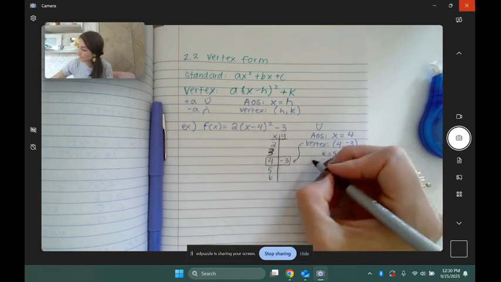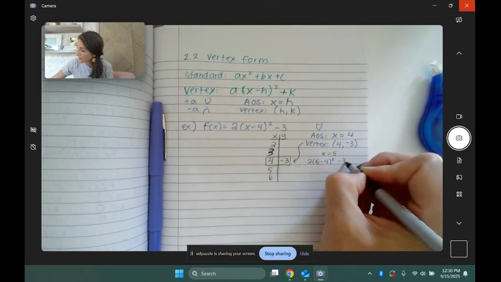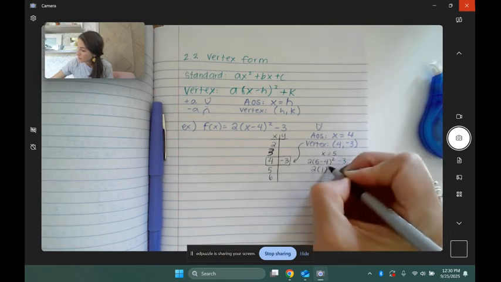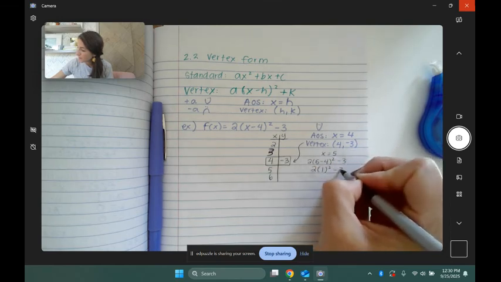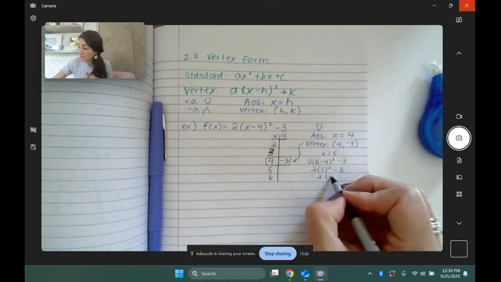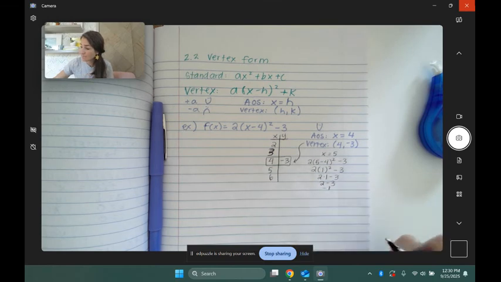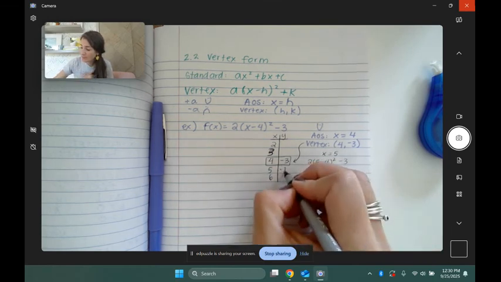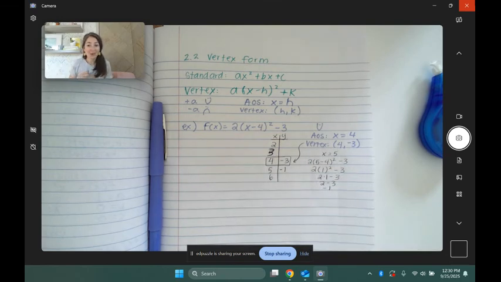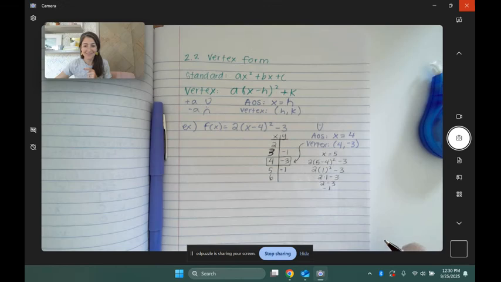2 times (5 minus 4) squared minus 3. 2 times 1 squared minus 3. 1 squared is just 1. So 2 times 1, 2 minus 3 is negative 1. So when x is 5, y is negative 1. Because a parabola is symmetrical, this is also negative 1.